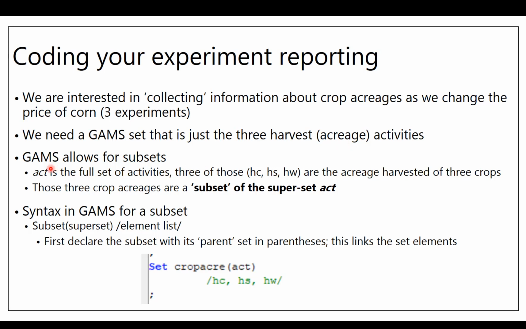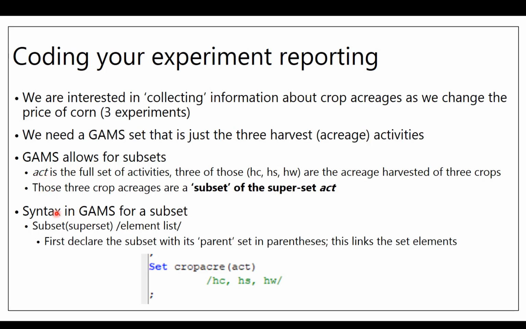And so that's what I'm going to do here. So the activities, ACT, is the full set of activities, but only 3, HC, HS, and HW, are harvesting acres activities. So those are, after planting, what we choose to harvest. So we could think about that being a subset of a superset called activities, or ACT. These three are all contained in some broader set ACT.